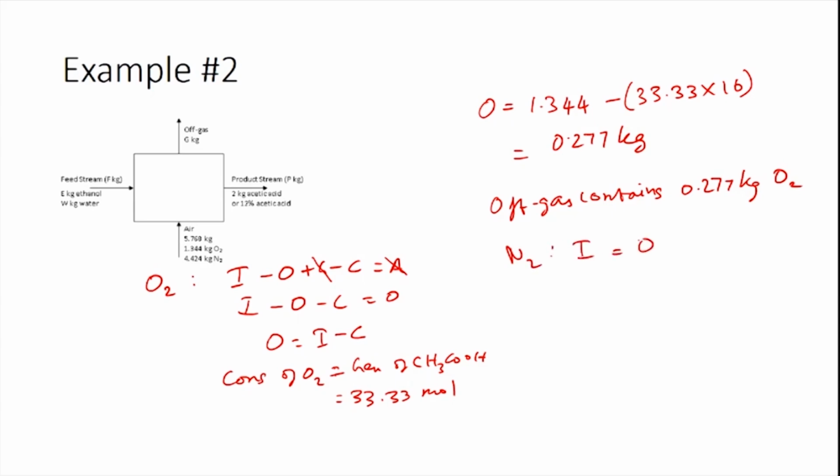Nitrogen does not take part in the reaction, which means the nitrogen balance becomes very simple, giving input equals output. So, output of nitrogen in the off gas would be the same as the amount of nitrogen which was fed, which is 4.424 kilograms. Now that we have the masses of nitrogen and oxygen, we would have to calculate the composition of nitrogen and oxygen. So, that we can either calculate as mass fractions or mole fractions. Considering it is a gas, the more appropriate way would be to calculate these things as mole fractions.